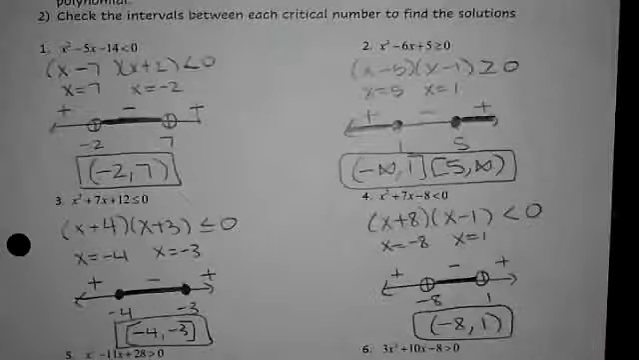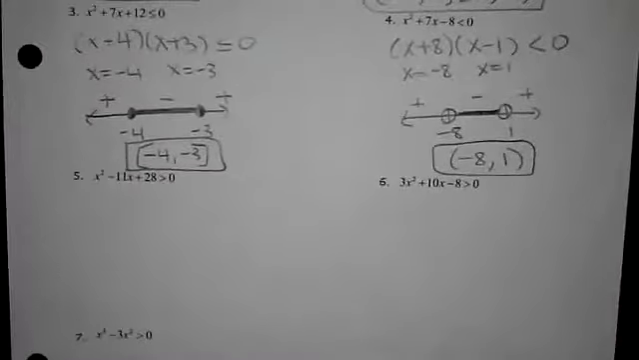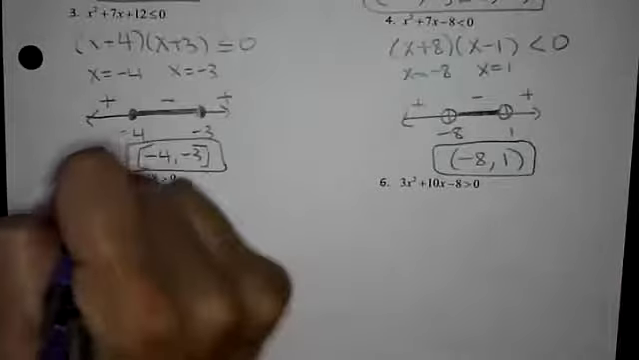All right, so check your work. You should have gotten -4 to -3 and -8 to 1. On these next two, again, you would want to factor.